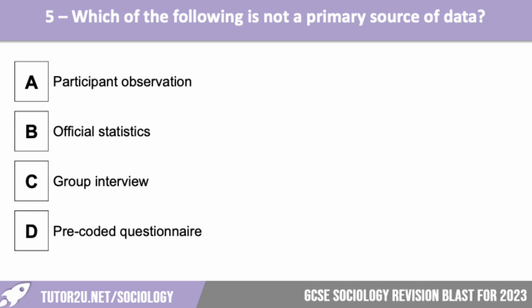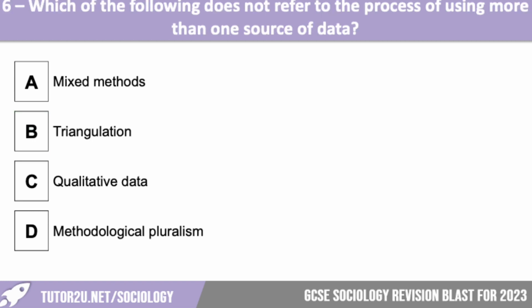So which is not a primary source of data? Okay, let's reveal. It is official statistics. They have been collected by someone else, so therefore they are secondary. Six, which of the following does not refer to the process of using more than one source of data? A, mixed methods, B, triangulation, C, qualitative data, and D is methodological pluralism. Which one does not refer to the process of using more than one source of data?